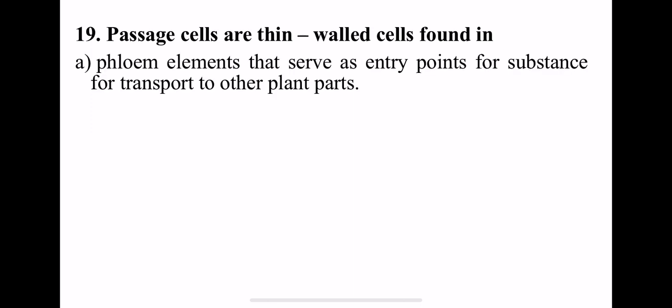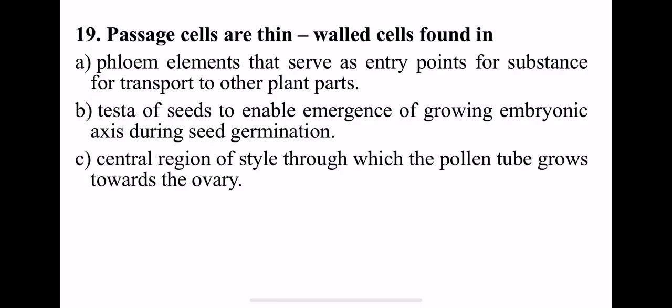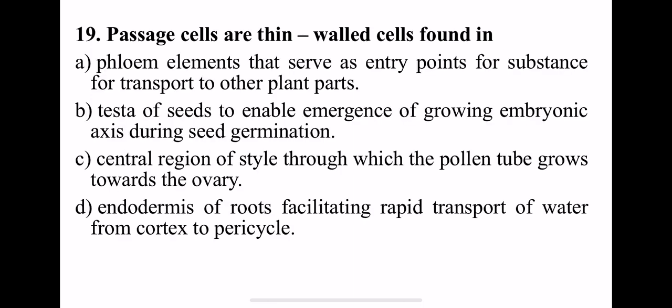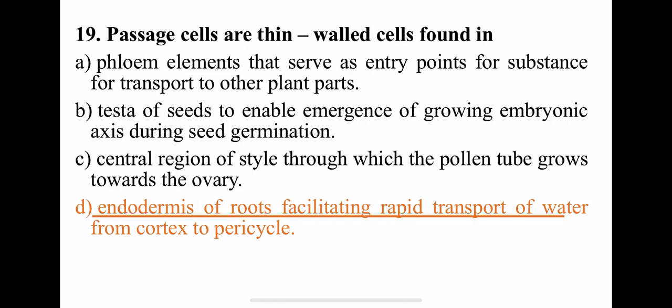Passage cells are thin walled cells found in the endodermis. While explaining dicot root and monocot root, in the endodermis, some of the cells have a waxy layer, which is called Casparian strips. Some of the cells lack the waxy layer, and they are called passage cells. They are not found in the phloem elements, test of seeds, or central region. They are present in the endodermis of root, facilitating rapid transport of water from cortex to pericycle.